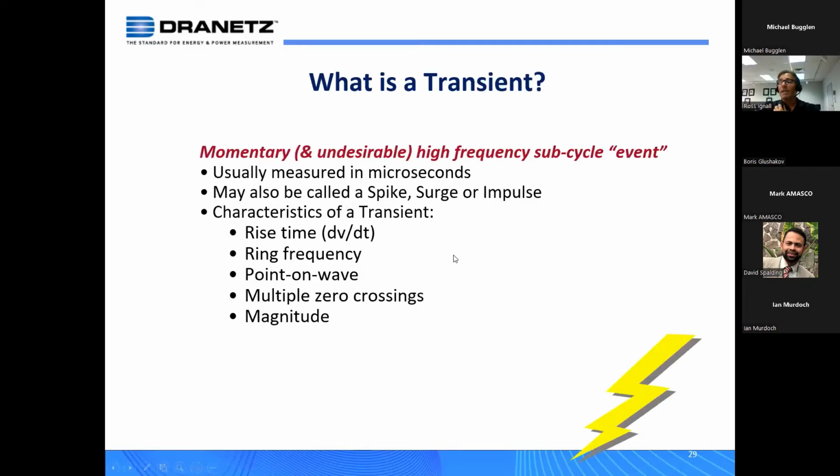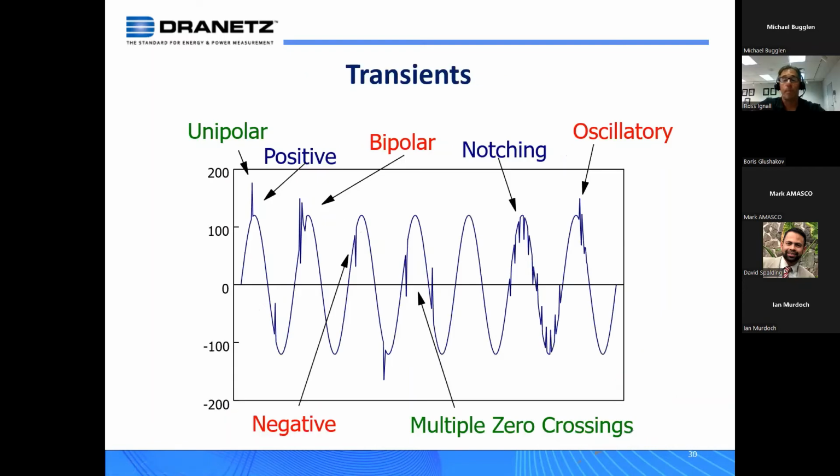So let's start breaking these down and defining them. So what is a transient? Well, it's a momentary and of course undesirable high frequency subcycle event. It's much easier if we put pictures on them here. Just to set this up, this is not a real event stream captured by a meter. This is some artistic renderings just to show you the different types of transients that can occur. But you can see they're all subcycle. By cycle, we mean one AC cycle, 60 hertz here in the United States and North America, and also 50 hertz in Europe and Asia and other parts of the world.